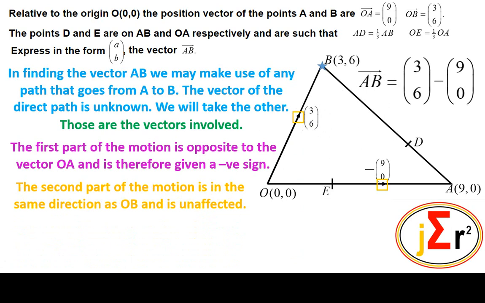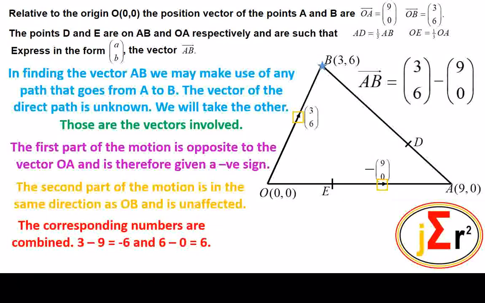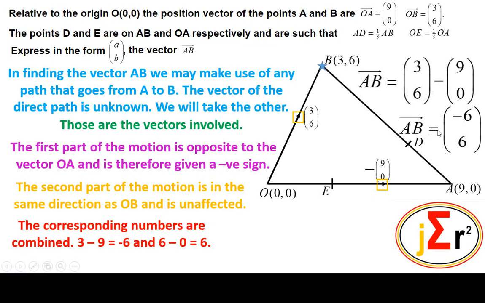There we go. The corresponding numbers are combined. So in the vector AB, we will combine the corresponding numbers, the first with the first. That will give us 3 minus 9, which is negative 6, and 6 minus 0, which is 6. The vector AB is therefore negative 6, 6.